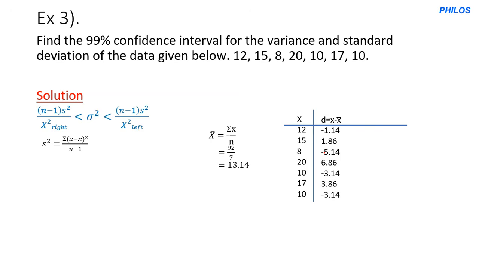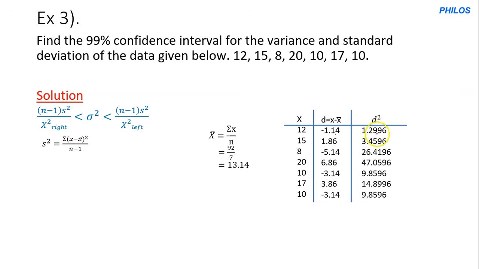Then you find deviation square, that is (x minus x bar) squared. It means that we should square each x minus x bar. Please, when you are putting this on your calculator, make sure you bracket it before you square, so that you can get the correct answer. Negative 1.14 squared will give you 1.2996. Then 1.86 squared is 3.4596. So you'll be squaring each of the deviations up to the last one.